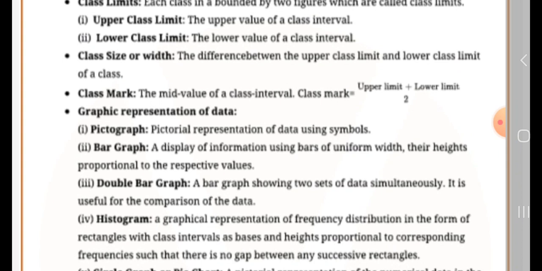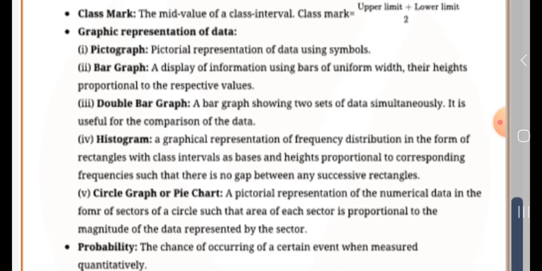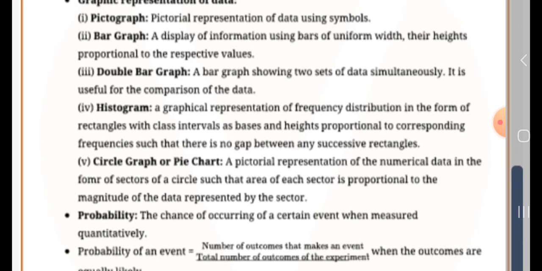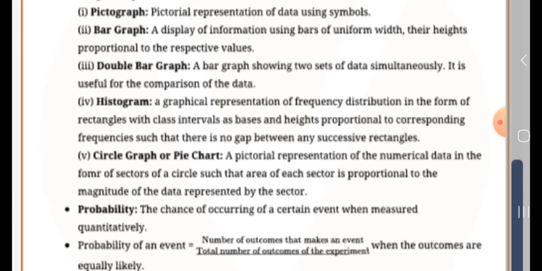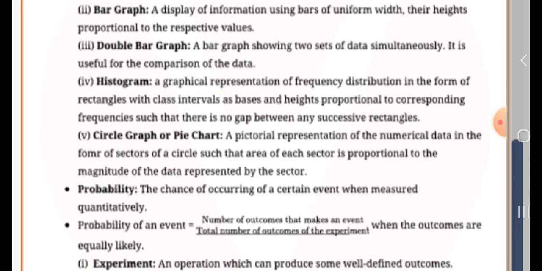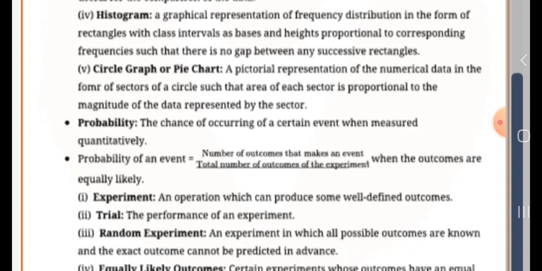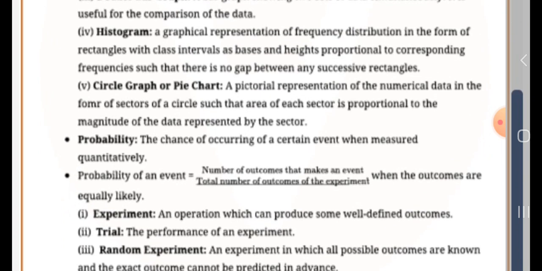And the class mark is the mid value of a class interval. Class mark is equal to upper limit plus lower limit divided by 2. Next, graphical representation of data. Pictograph: pictorial representation of data using symbols. Bar graph: a display of information using bars of uniform width and their height proportional to the respective values. Next, double bar graph: a bar graph showing two sets of data simultaneously. It is useful for comparison of data.